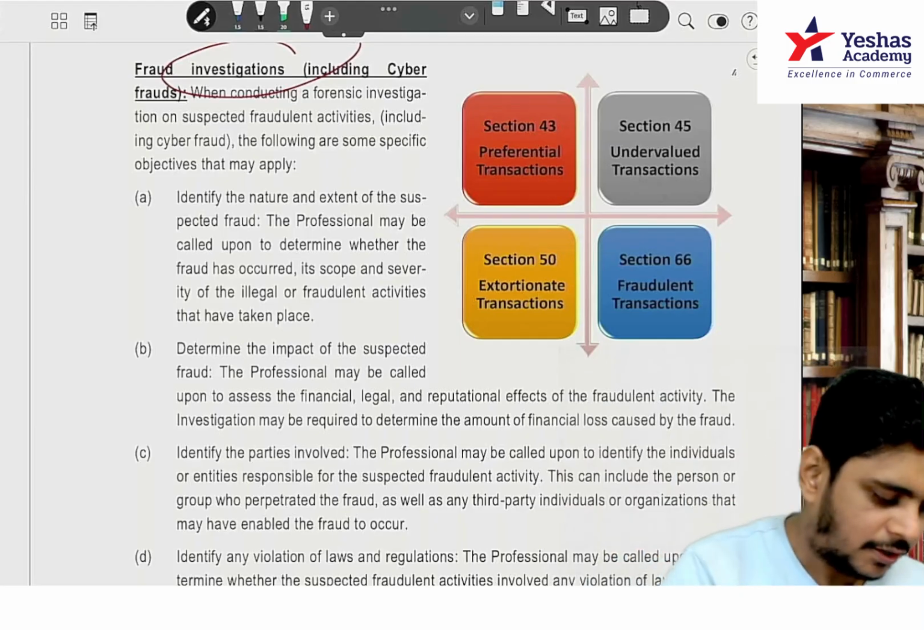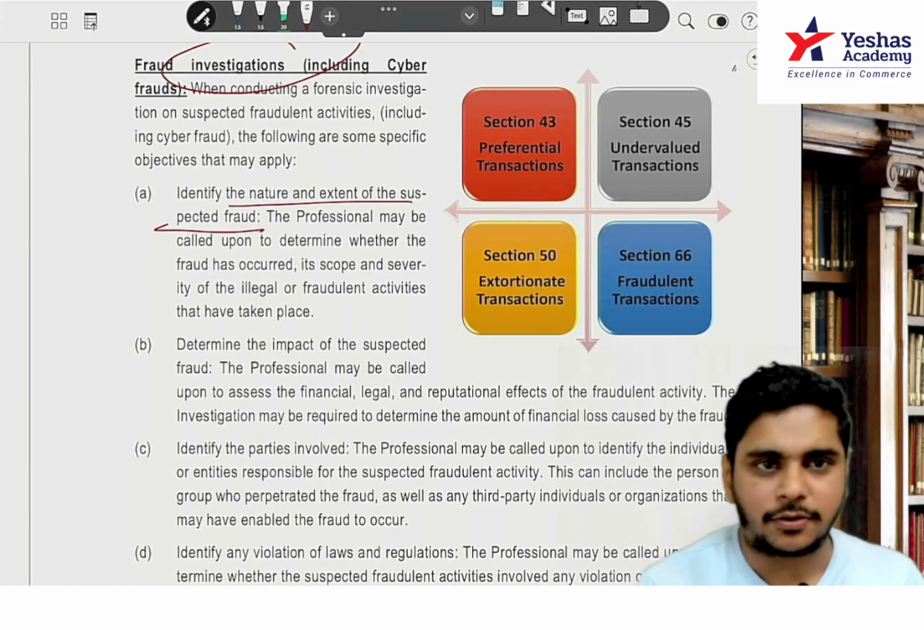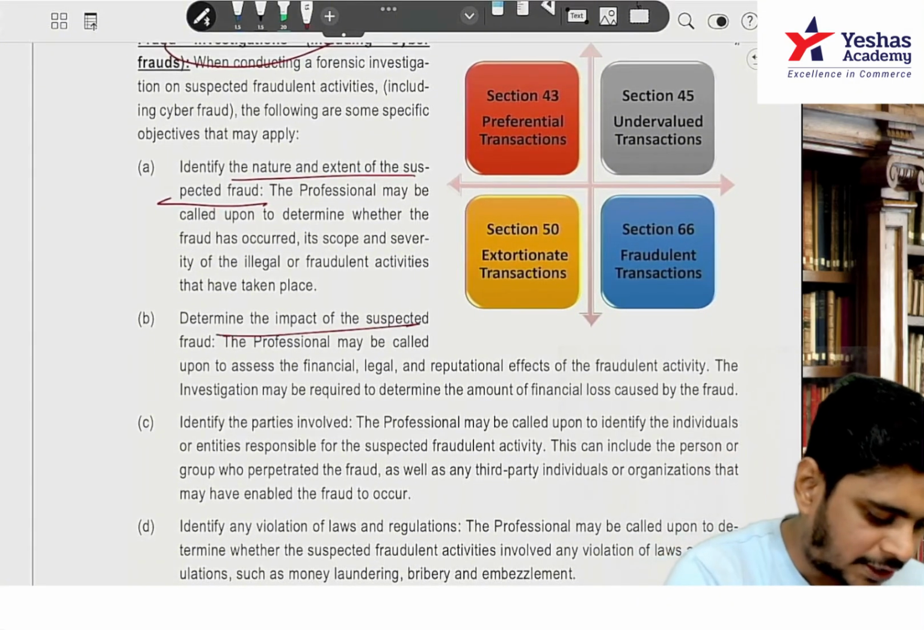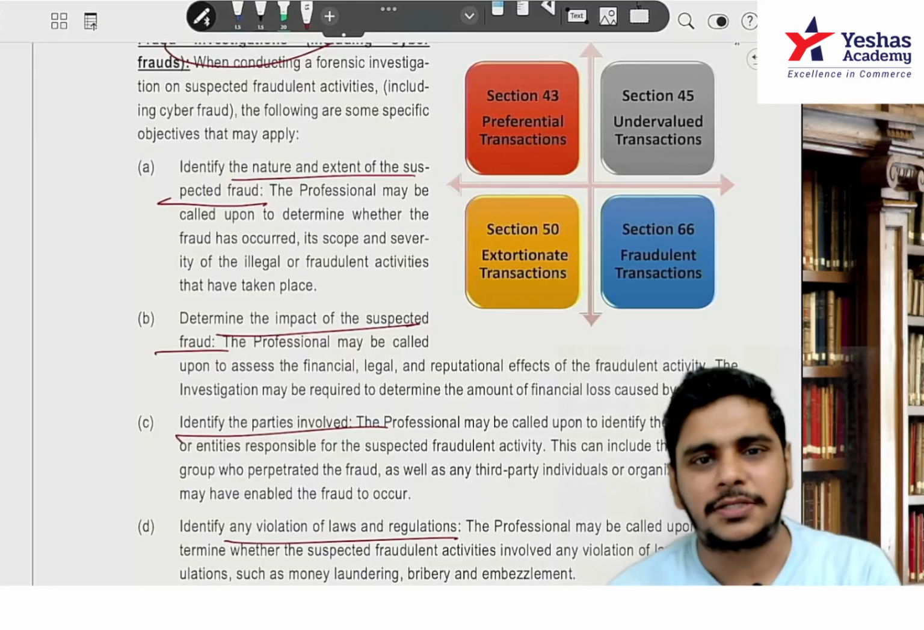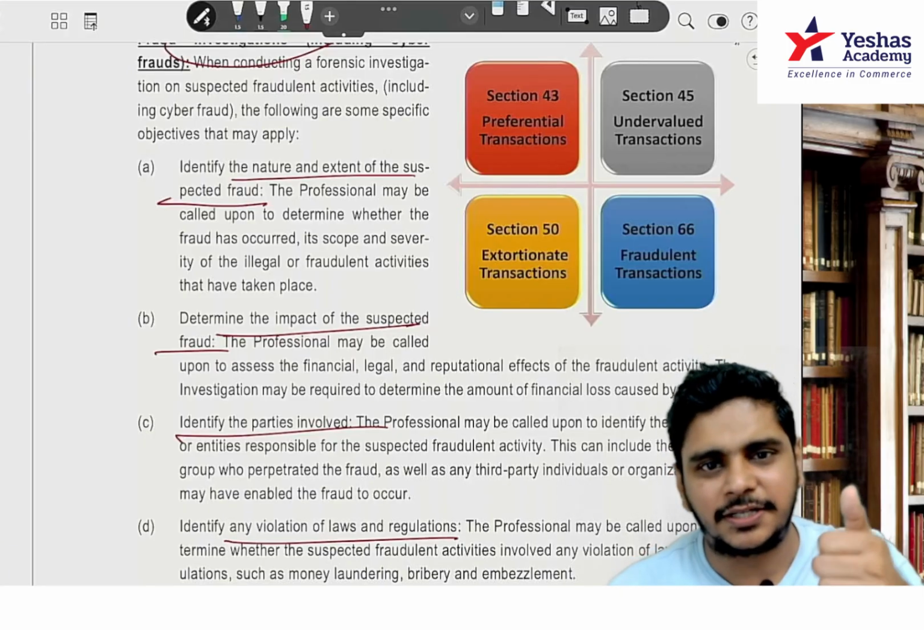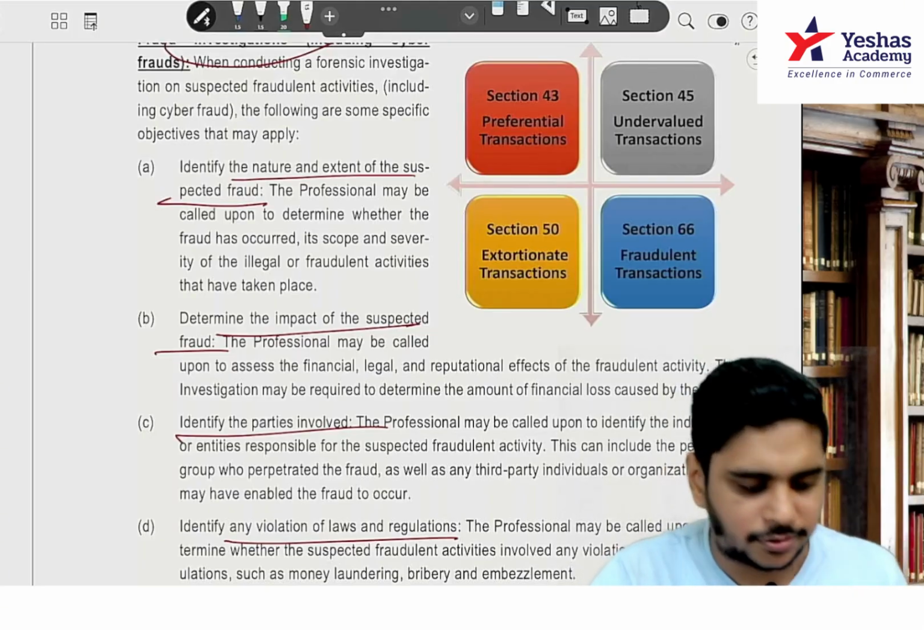So it says now identify the same points: its nature and extent of suspected fraud, then impact of the suspected fraud, parties involved and violation of laws and regulations. So these are common points. The nature and extent, impact, parties and violation of law. These are common points. Okay.